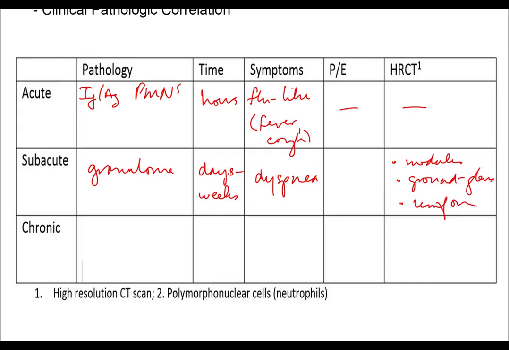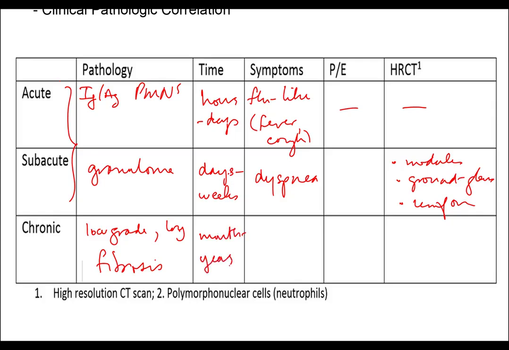Now, clinically, acute and subacute can be very difficult to separate because you're talking about a disease of hours to days and a disease of days to weeks. So these are often lumped together. Even though they're pathologically different, clinically they're often lumped together. But that's really different than when we get into chronic, right? Because when we get into chronic, this is our low-grade, long-term exposure. And so this is going to be a very different pathology because this is now the pathology of fibrosis. So this is going to be a disease of months to years.